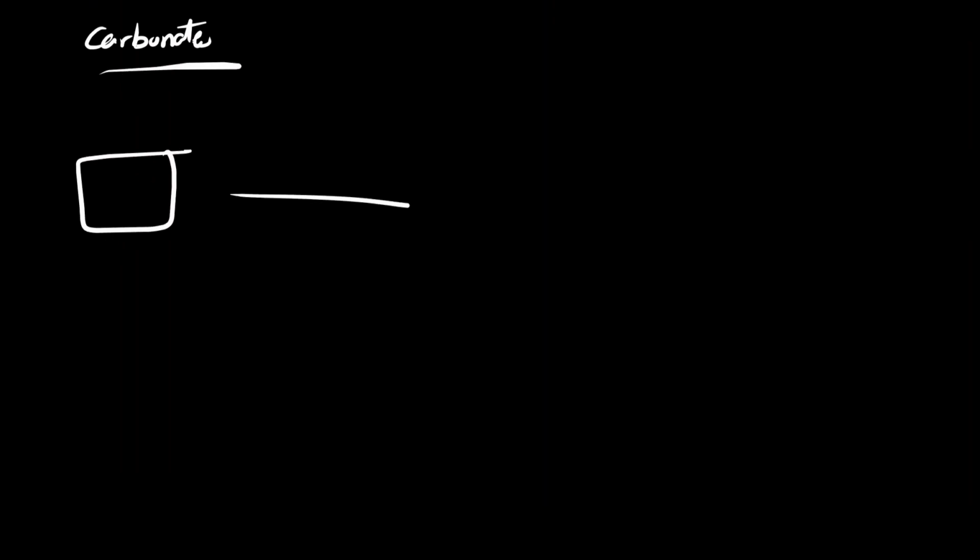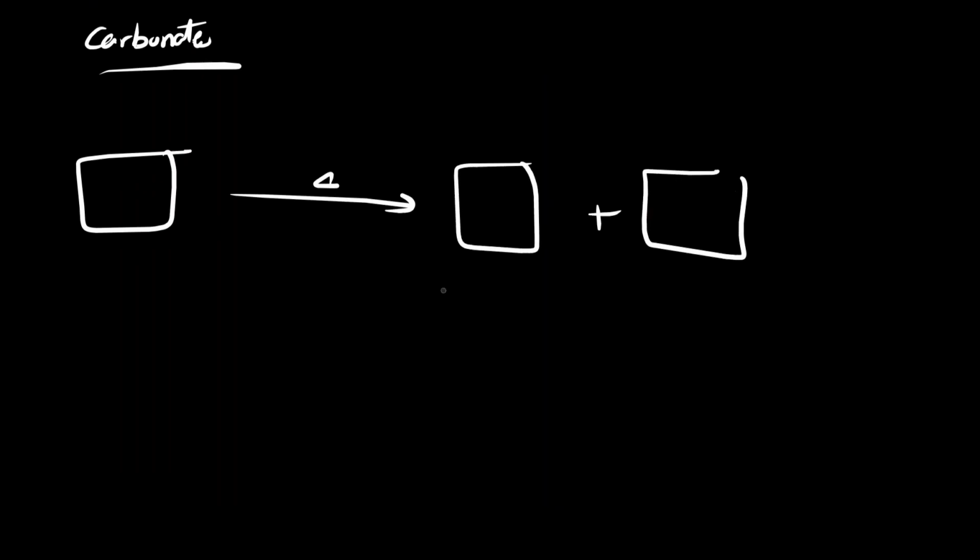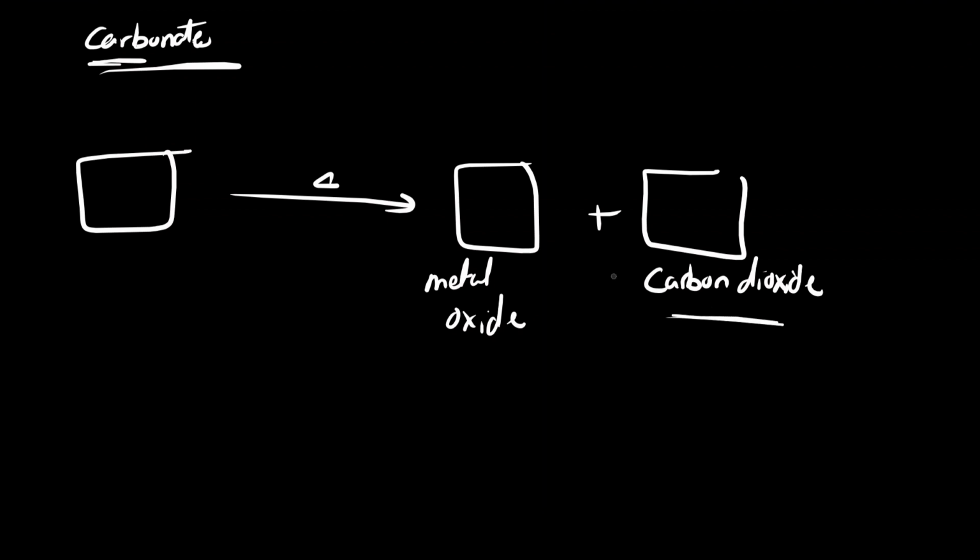The third thermal decomposition reaction is the carbonate. So basically, you have the metal carbonate here, you decompose it, and you get two resultants. Just like the hydroxide, the first one, you get the metal oxide, and the second one, you get the carbon dioxide. So this has carbon. Just remember that there is a carbon dioxide in the resultant.